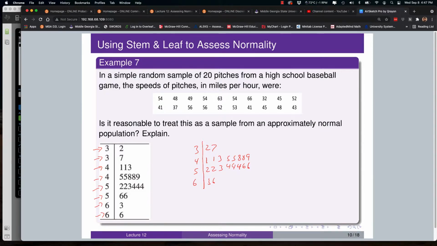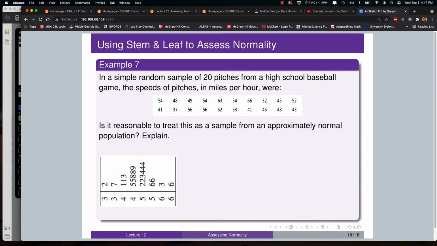As a matter of fact, if you turn this thing 90 degrees to the left, the original image would look like this. And we can see pretty clearly that this is fairly bell-shaped. It's a little smidge skewed, but not enough that it should cause any concern. So is it reasonable? Yes, for the same reasons we said before: there's no large degree of skewness and there are no outliers. I'll just leave that for you guys to make notes on.